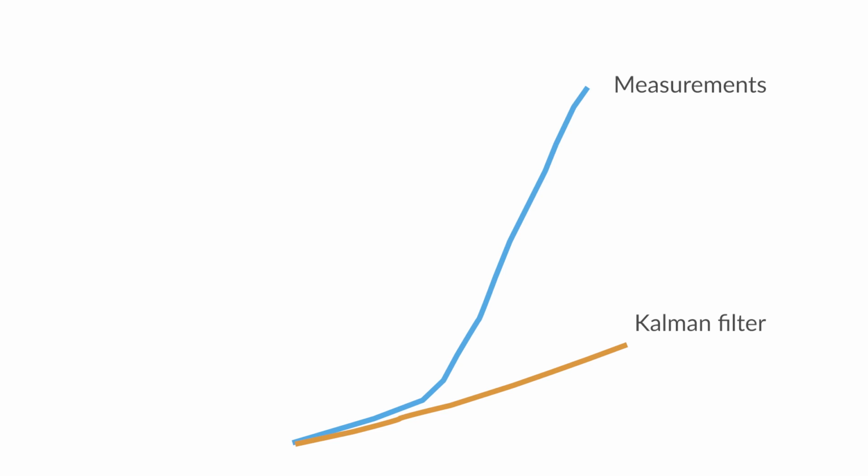And if we calculate the deviation, the difference between the measurements and the Kalman filter state, we can know that we are deviating more and more and more, and that we are closer and closer to failure.